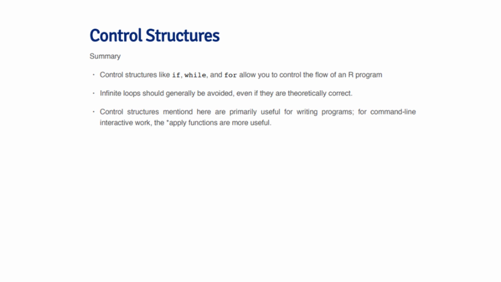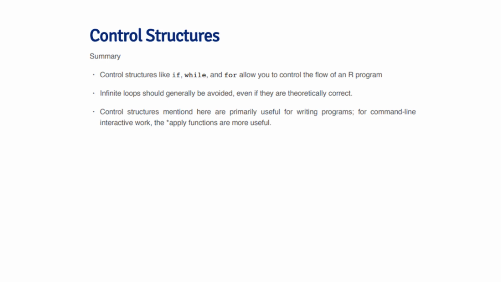The basic summary is that control structures if, switch, while and for allow you to control the flow of an R program. Generally speaking, while there are constructs that allow you to execute infinite loops, you want to be on the lookout for these kinds of things and avoid them if possible, even if they are theoretically correct, because they can lead to unpredictable behavior in programs. The other key thing is that the control structures I have mentioned here are primarily useful for writing programs, and I think I mentioned that in the beginning.